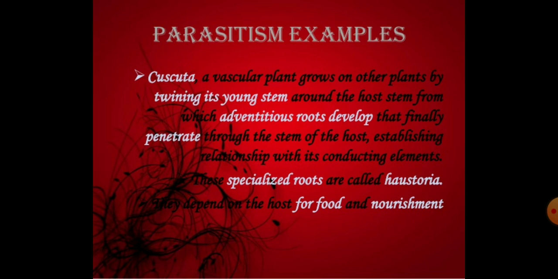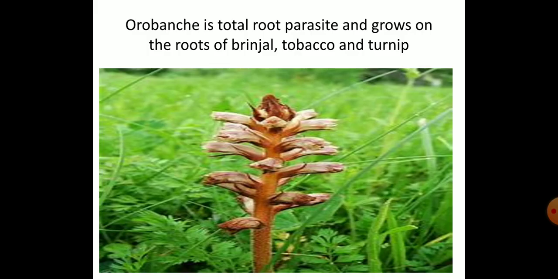So it depends on the host for food and nourishment. So it is a total parasite. It is a stem parasite. Okay. Now let us have another example. Orobanche is a total root parasite and grows on the roots of brinjal, tobacco, and turnip. So Orobanche is a total root parasite. Cuscuta was a stem parasite.